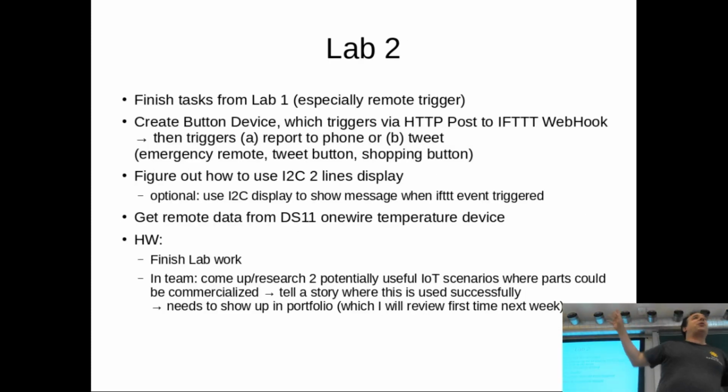So, of course, we will just finish what we have started, but you will actually explore If This Then That today. So, you will create a button device which triggers via an HTTP POST an If This Then That webhook. Yeah, so you will actually create an If This Then That webhook in the developer mode, so you can actually trigger something in the internet with pressing the button. So we basically build the Amazon Dash button today in the lab. And then you can trigger from this webhook something happening somewhere else in the internet.